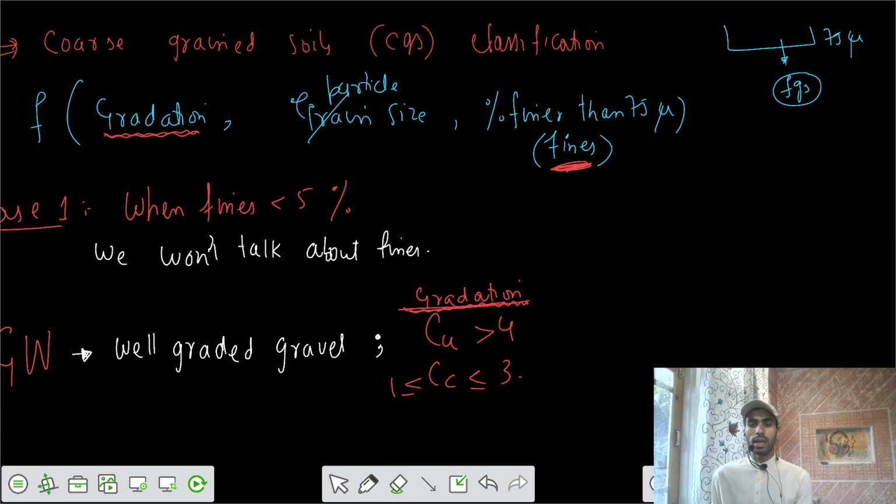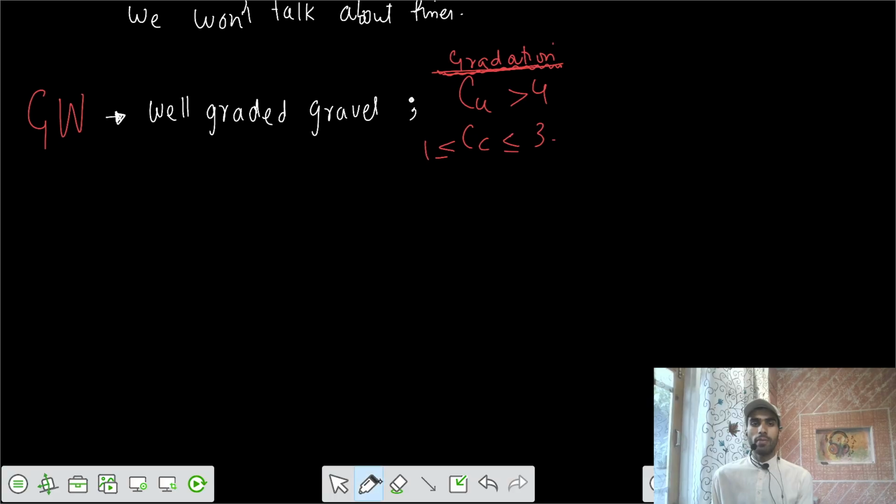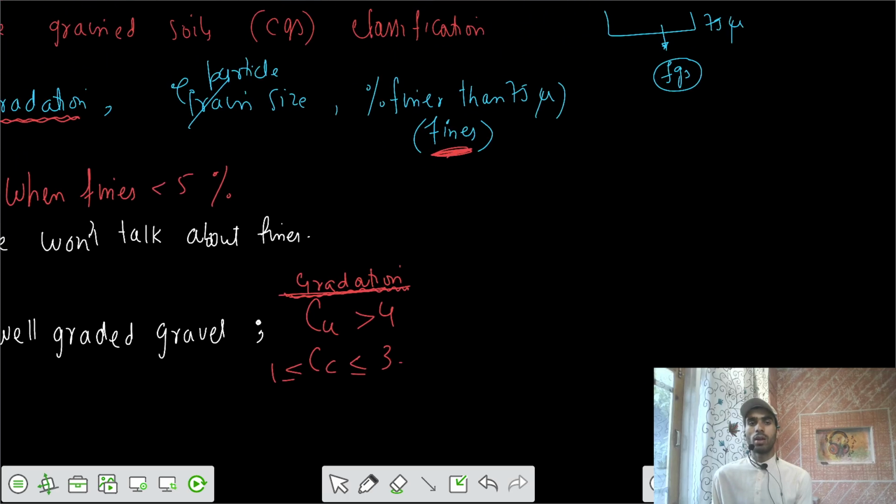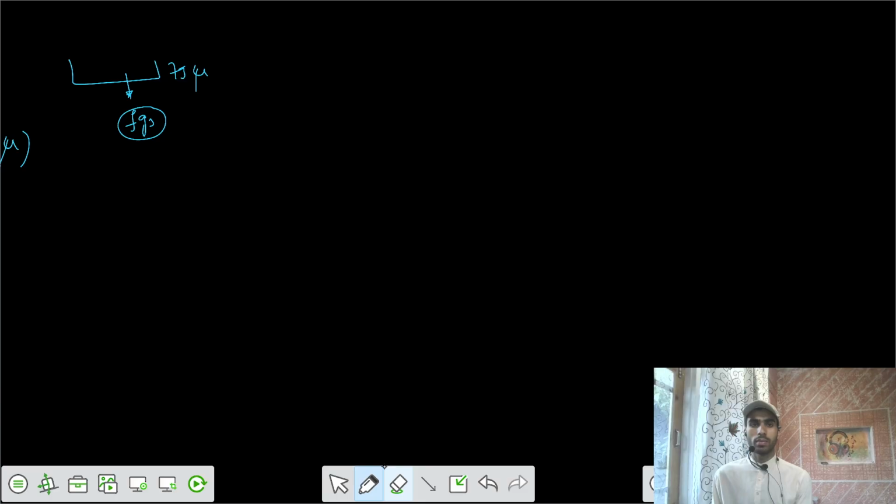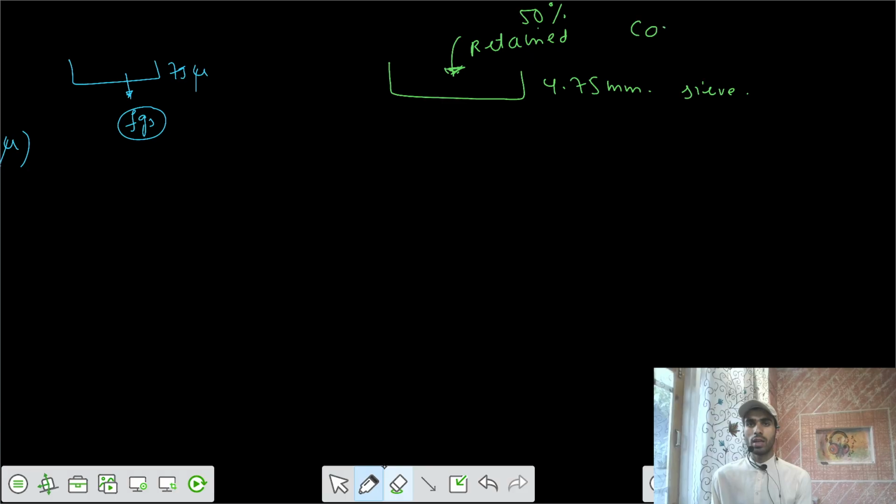Now we are left with particle size. Particle size here means that if it is gravel, more than 50% of the particles should be retained on the 4.75 millimeter sieve. That means it's talking now about the third part, that is particle size. If 50% of the particles are retained on that 4.75 sieve, that means the soil is coarse grained. That means the soil is gravel.